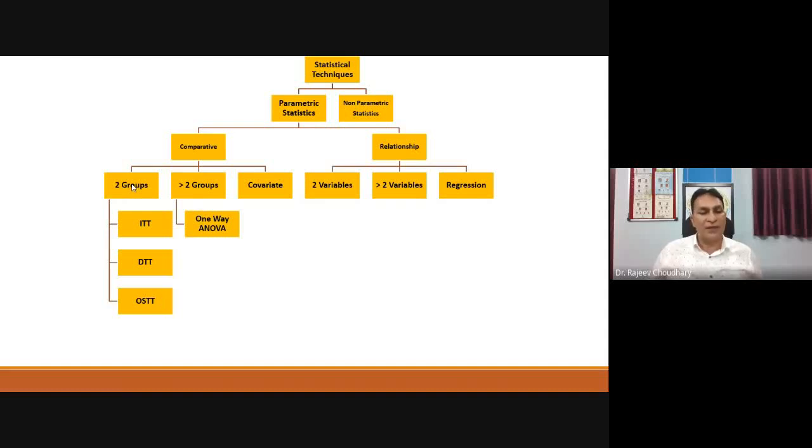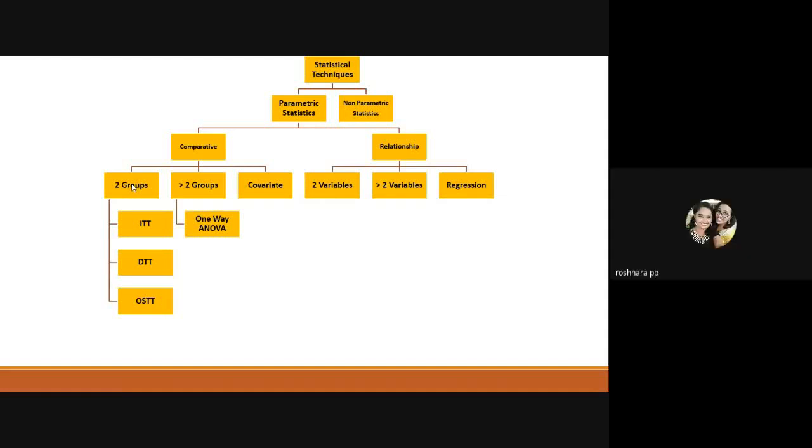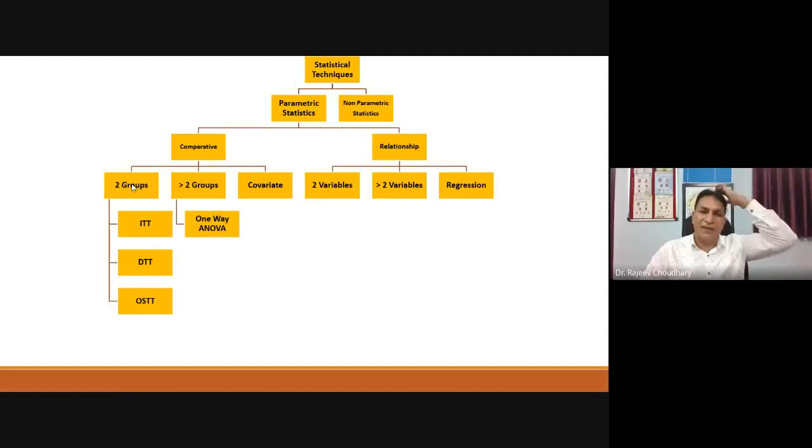I will start from interaction. Any of you, please tell me, what was the hypothetical title for independent t-test? What was yesterday's hypothetical title for independent t-test? Comparison of hemoglobin levels between male and female. Comparison of hemoglobin between males and females.